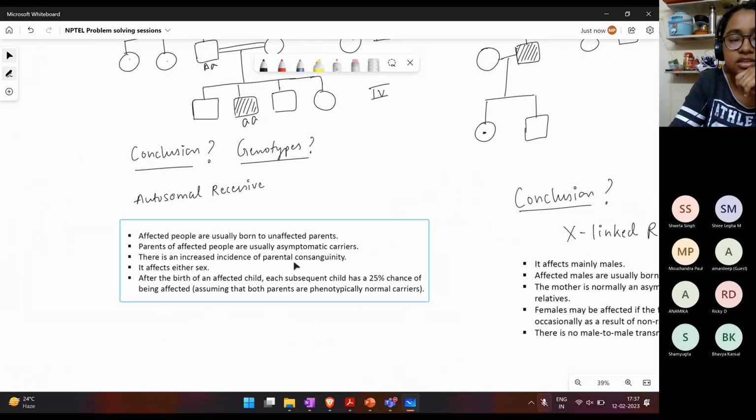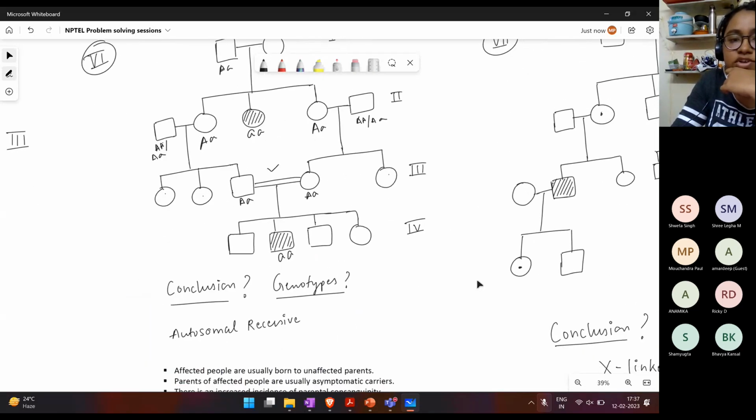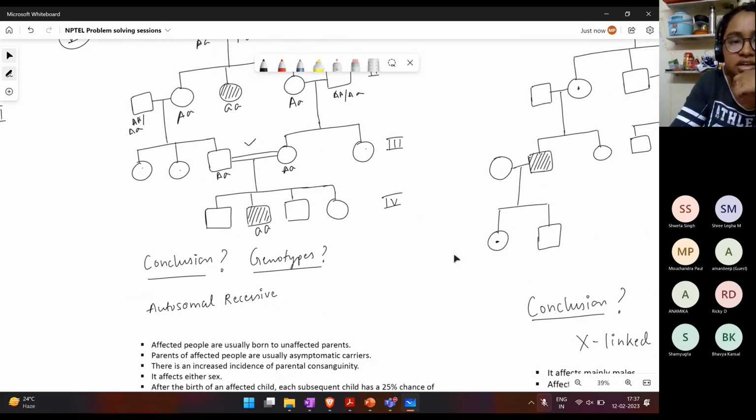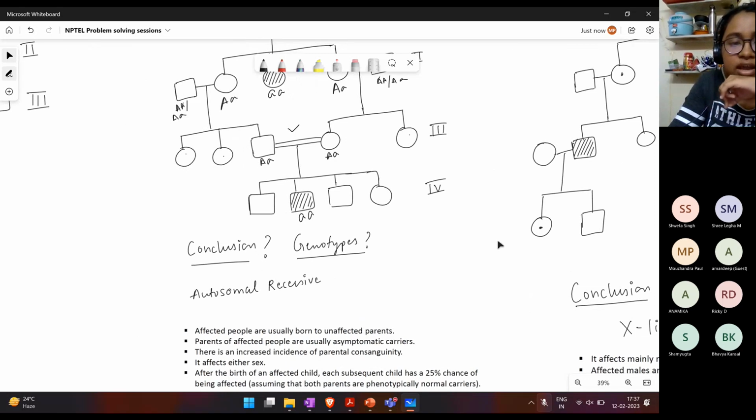Then there's an increased incidence of parental consanguinity. This is a unique feature of autosomal recessive disorder, that there is consanguineous marriage, and it does affect both sexes. And after the birth of an affected child, each subsequent child has a 25% chance. So here you can see, due to the crossing of A and A, out of 4 children, only one is getting affected. So there is a 25% chance.